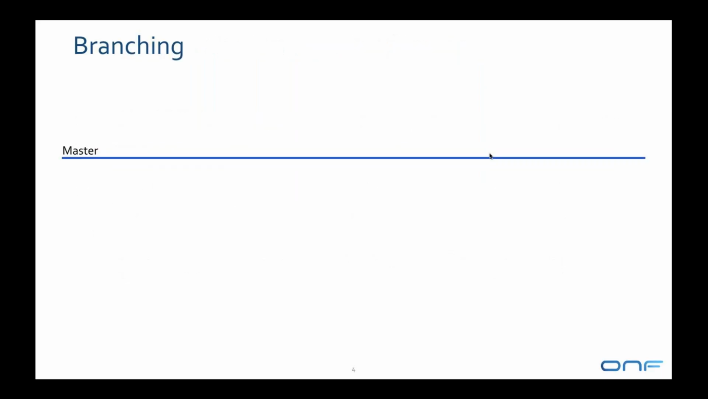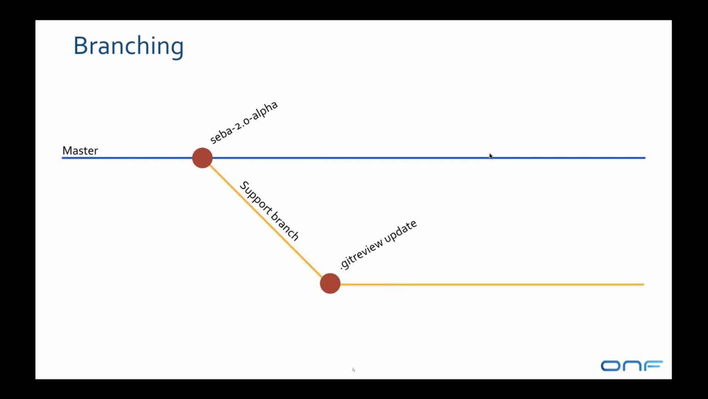Since a picture is worth 1,000 words, this is what we have now. We tagged the application for SEBA 2.0 alpha a month ago, and we're going to start a support branch from there. We need to update the Git review file so that every patch created on that branch will be pushed to the right destination. We are going to bump the major version for the application. So for example, the OLT application will move from 3.1 to 4.0. And then we'll just need to make sure during the review process that everything that goes on the support branch will be cherry picked on the master branch.